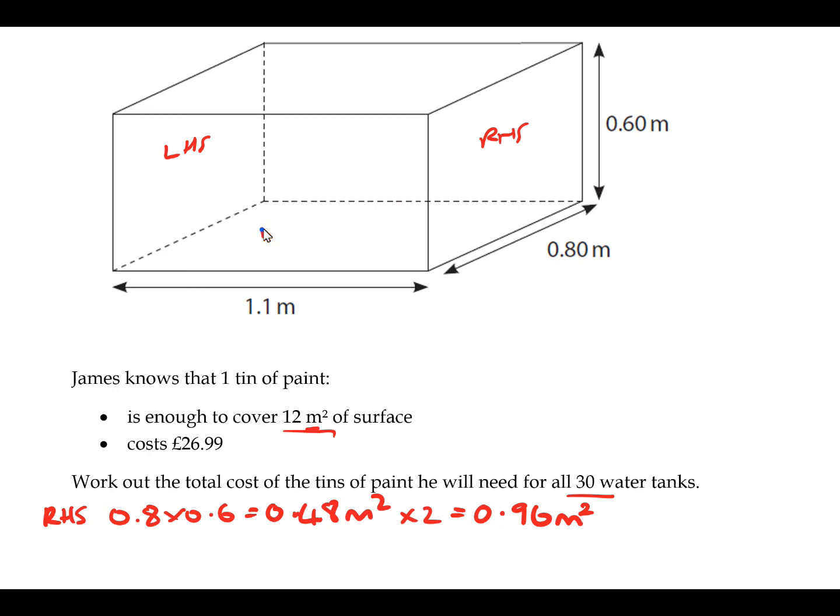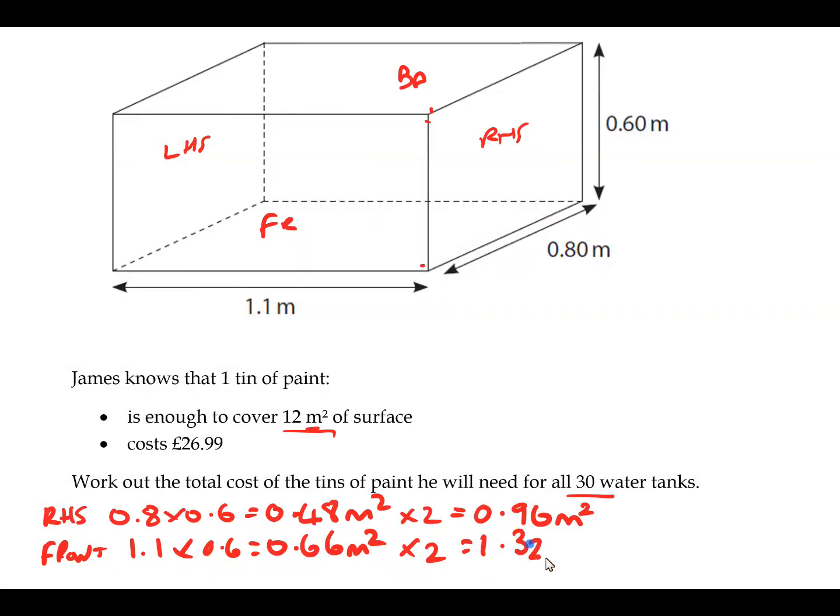Let's do the front and the back of our tank. So front first is 1.1 meter times the height from there to there, which is 0.6 of a meter. And that's 0.66 meters squared. We've got the front and we've got the back, so we're going to multiply it by 2. And that's 1.32 meters squared.